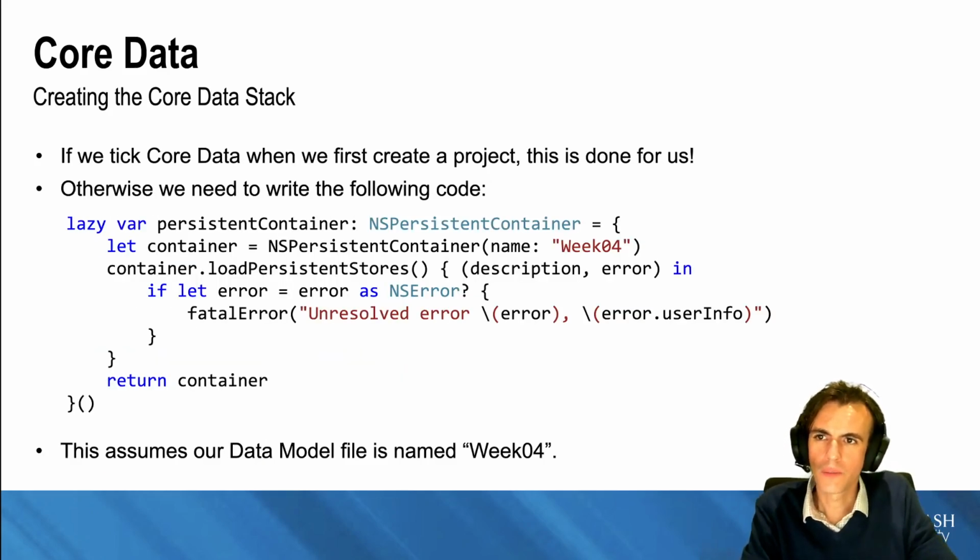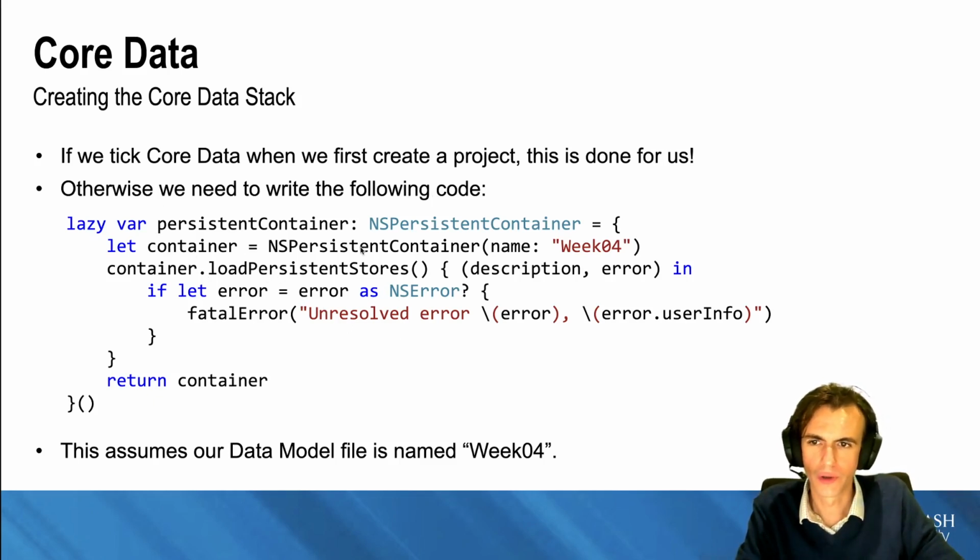Okay, so the first step of using Core Data is to create a Core Data stack. If we ticked Core Data when we first created the project, it's done for us. So we only need to worry about this if we've got an existing app and we're now adding Core Data to it. I'm going to spend a minute or two talking about this, because this construct is not something you've seen before. We need to write the following code. This is something that would go in our app delegate typically, so you can access it from all throughout your app.